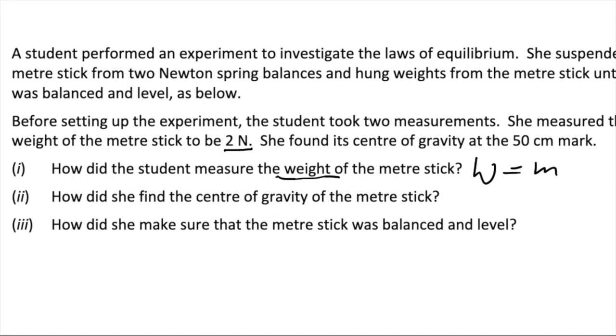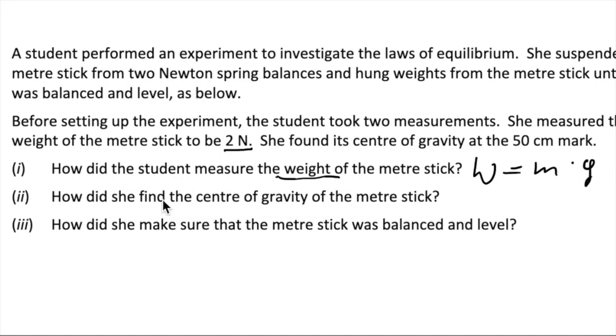So if we want to answer this question, simply we need to say that the student either used a Newton balance, and a Newton balance gives you a reading in newtons, or the student used an electronic balance and multiplied the mass times gravity. So to get full marks, we need to say that either the student used the Newton balance or the student used the normal balance and multiplied mass by gravity.